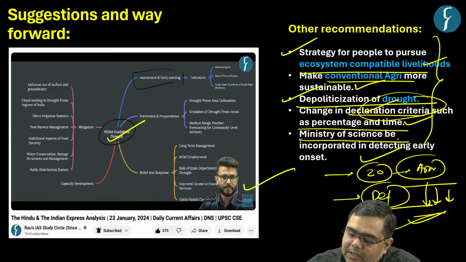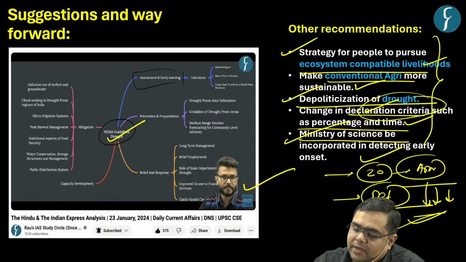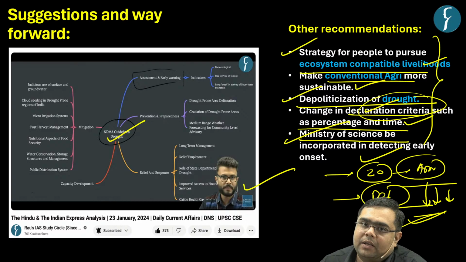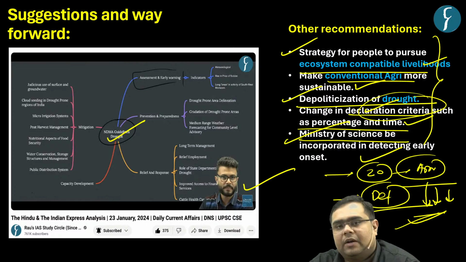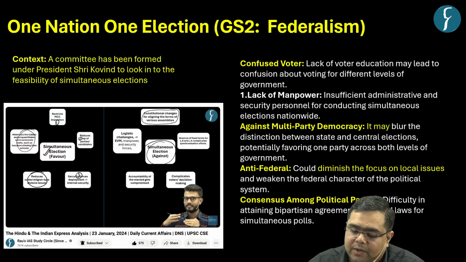Then again, the last recommendation is that the Ministry of Science and Technology can be incorporated for detecting early onset of droughts. So these are the recommendations which are in addition to the most expansive recommendations that we had already covered in the videos.